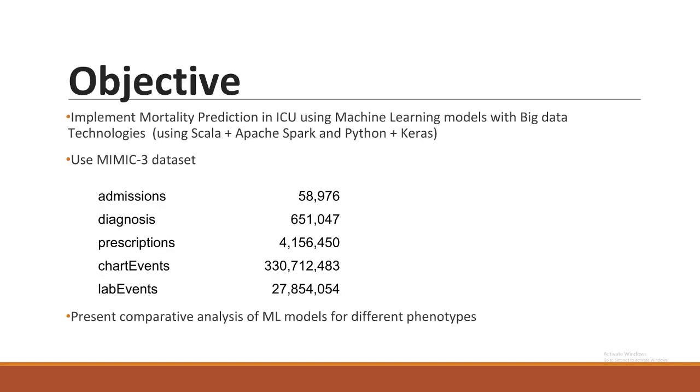The objective. Mortality prediction is an important topic for public health and has been heavily studied in the past. This project explores machine learning models and compares their performance in mortality predictions for ICU patients during their stay and after their discharge from the hospital. We use big data technologies such as Scala and Apache Spark, and Python and Keras. We're also using the MIMIC-3 dataset for mortality prediction.